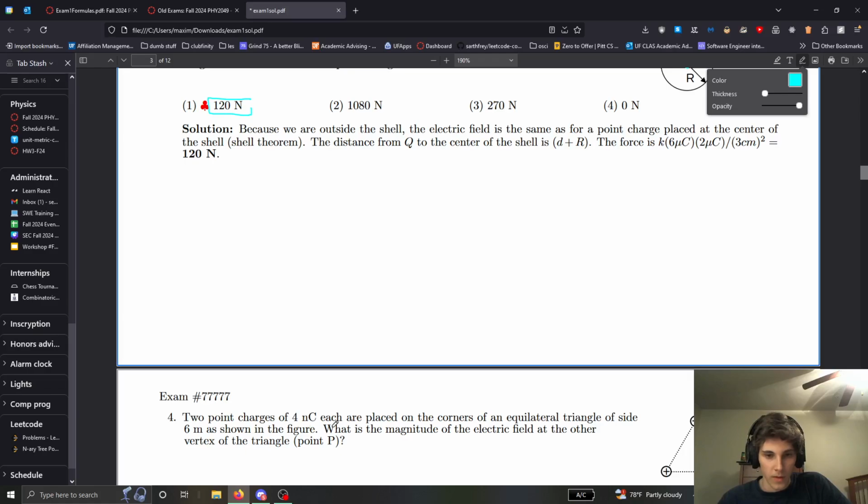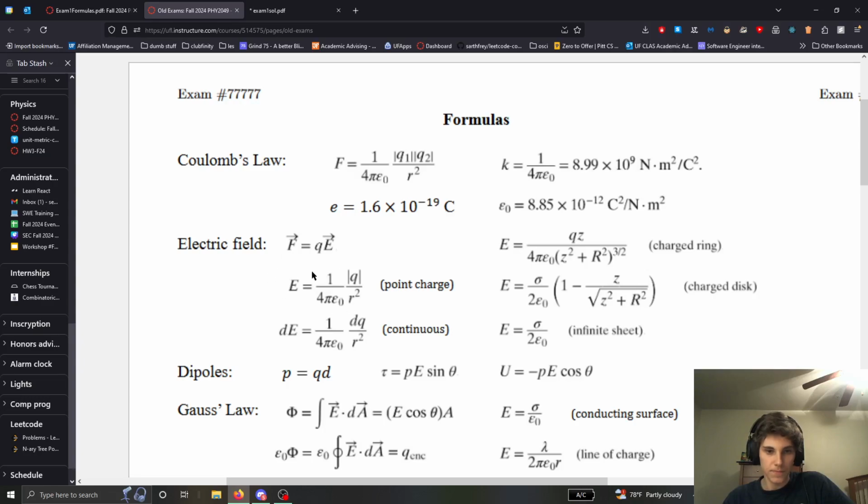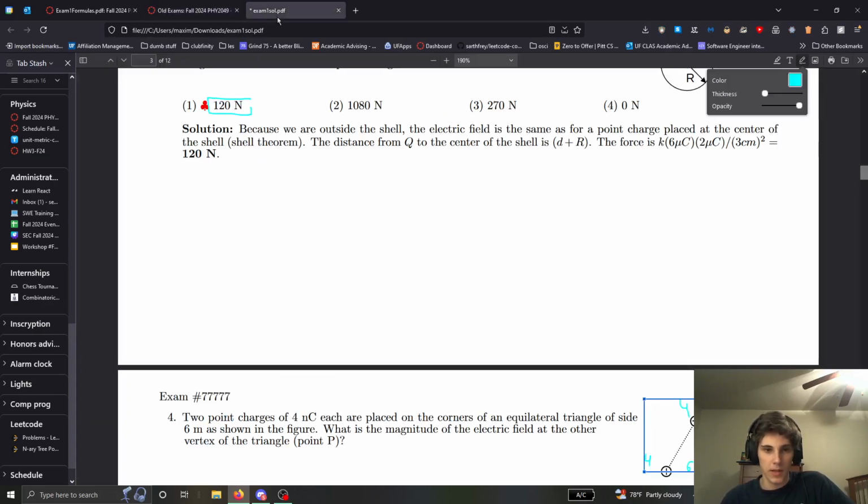All right. Magnitude of the electric field at the other vertex of this triangle, P here. We got two positive charges here. And here we just want the electric field, which means it doesn't matter what the charge of P is. So this is 4, and then we got 6 meters here and here. Again, this is very much Coulomb's law adjacent. This is the exact thing we're doing.